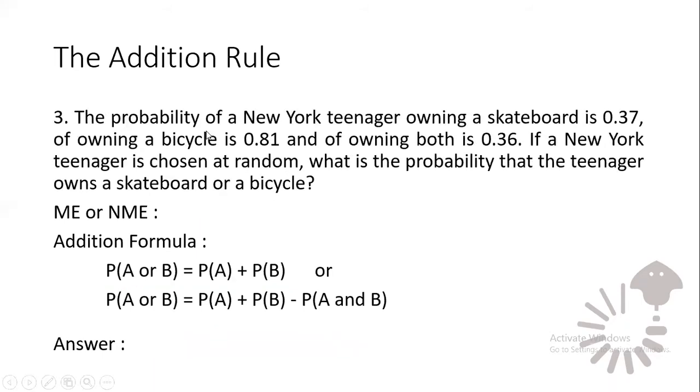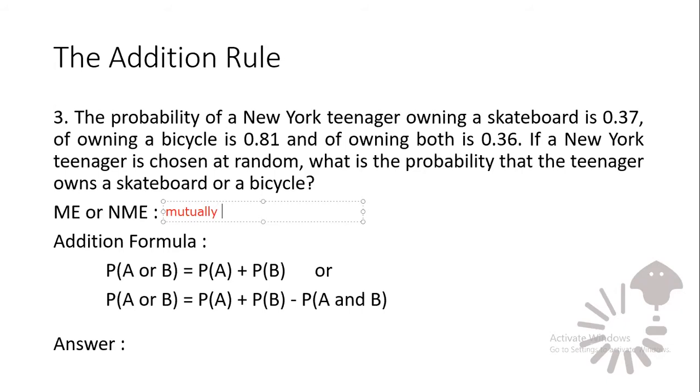Next problem. The probability of a New York teenager owning a skateboard is 0.37. The probability of owning a bicycle is 0.81. And the probability of owning both is 0.36. If a New York teenager is chosen at random, what is the probability that the teenager owns a skateboard or a bicycle? Is this mutually exclusive, non-mutually exclusive? Mutually, ma'am. Okay, from Victor, this is mutually.